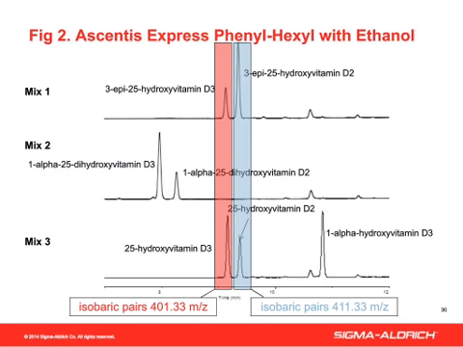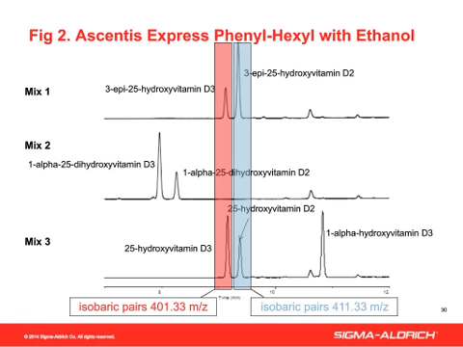So just to give you an example of what the screening looks like, this is one of the conditions on a phenylhexyl stationary phase using an ethanol organic solvent. You can see on mix 1 we have our 2 epimers. Mix 2 is the dihydroxys, and mix 3 is the 25-hydroxy D3 and the alpha hydroxy vitamin D3. And the windows that are drawn around these peaks represent the isobaric compounds.